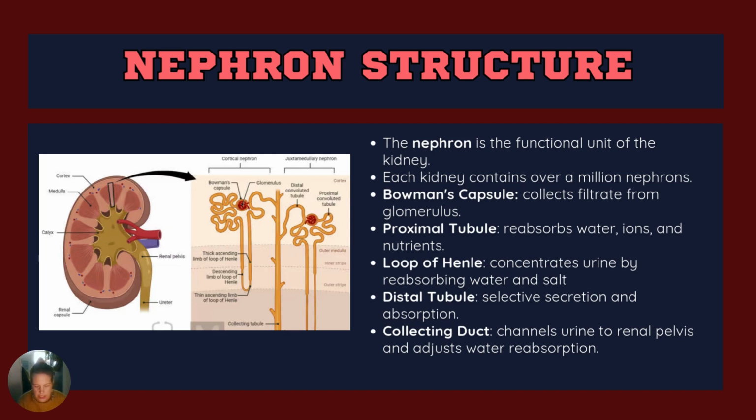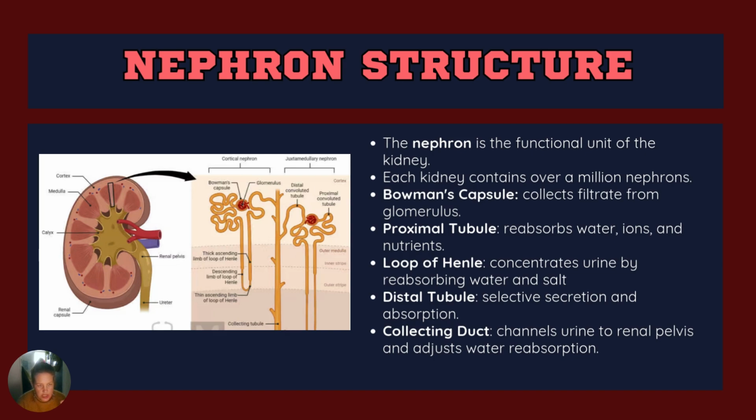I think that's all I need to talk about. So simply put, the filtration occurs at the glomerulus in the Bowman's capsule. The reabsorption occurs in the proximal tubule.